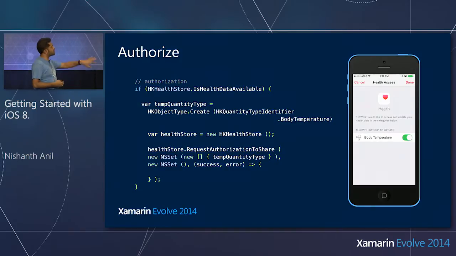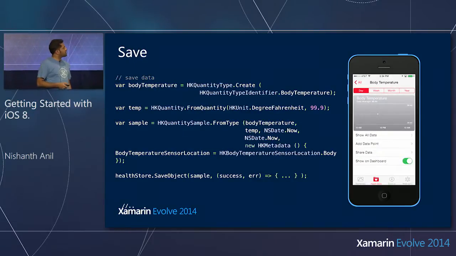Now, you can see on the screen there is the body temperature. That's what the user gets to choose. He can choose body temperature. He can choose something else. He may choose not to give you that information as well. So handle that very well. Try to handle that in the code. It's not try. You have to.